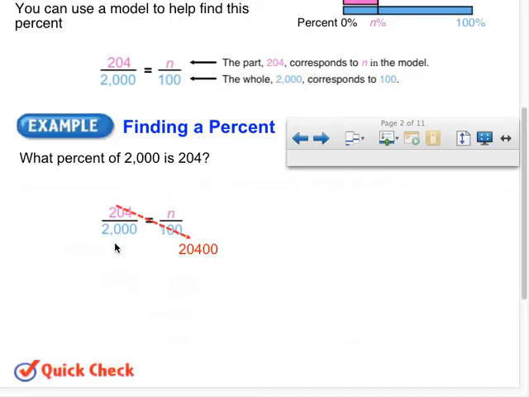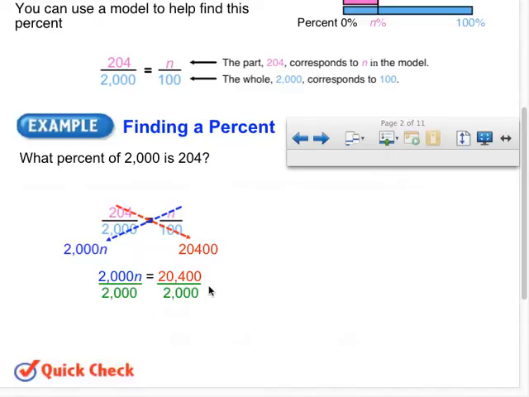What's the other cross product going to be? Who can tell me that one? I thought I heard it. Who said it? Go ahead. 2,000 what? 2,000 n, very good. So I have 2,000 n. Okay, now we have our equation. And so 2,000n equals 20,400.